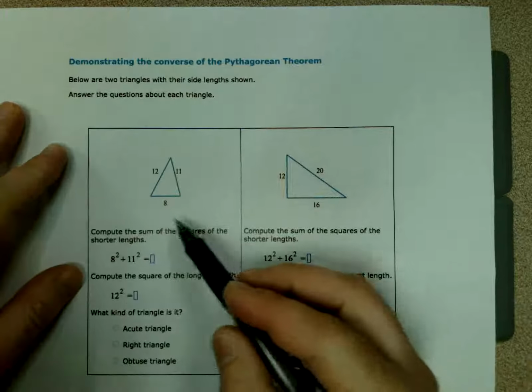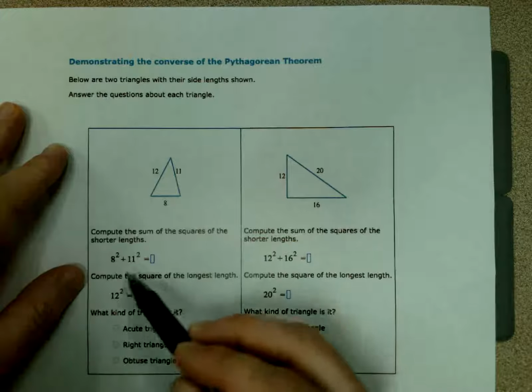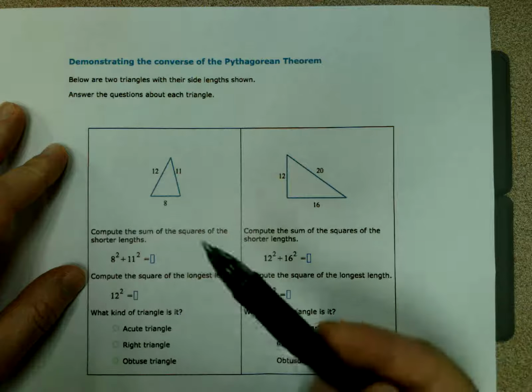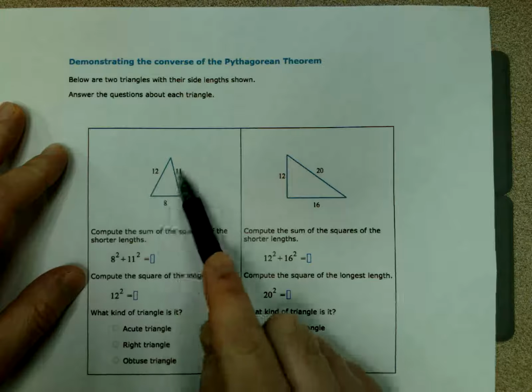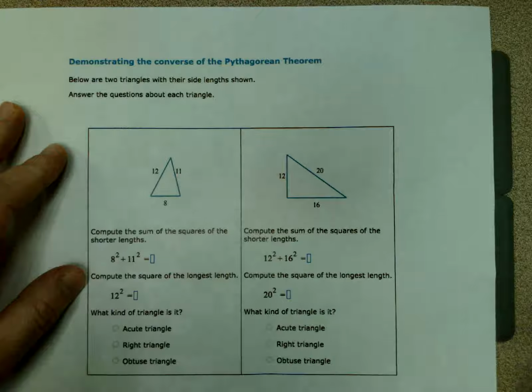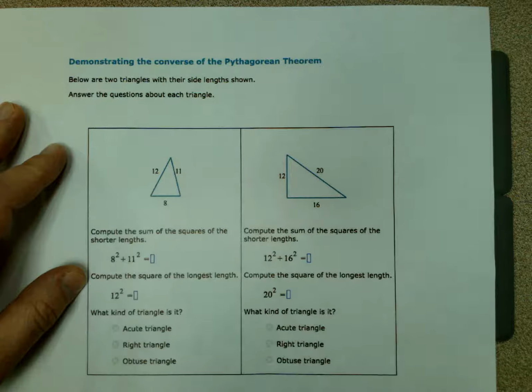Looking at this, they already identified a, b, and c, but you could do that yourself. Remember, c just has to be the largest of the three numbers, so in this case 12, or in this case 20. And then they actually already plugged everything in, so we just really have to work it out. They're really kind of handing this one to you, so it's more about the interpretation than the calculation.